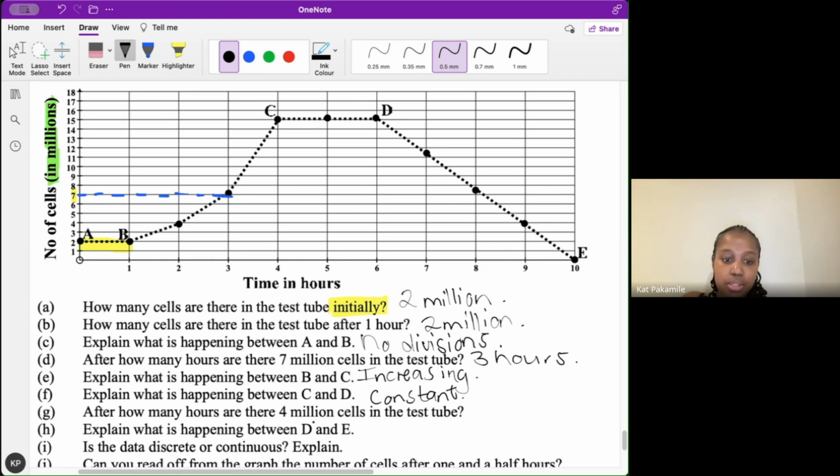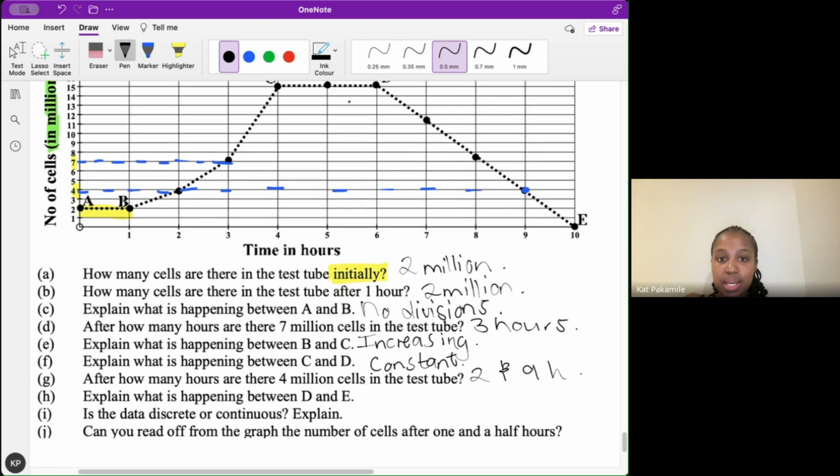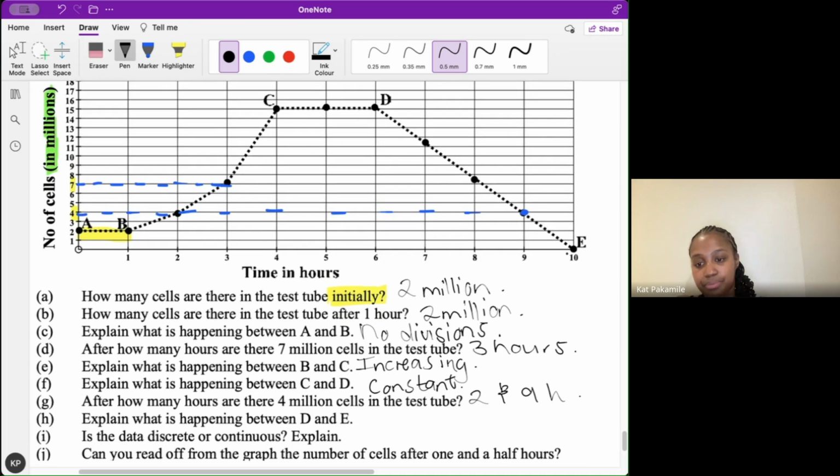After how many hours are there 4 million cells? 4 is over here. 2 hours. Is 2 hours the only one? If I go to the, see there. We actually should have had, no, this is above the line, never mind. 2 hours, but also if you keep going, guys, there's also, it's 9 hours. 2 and 9 hours. Between D and E, what's happening with this graph? It is decreasing.